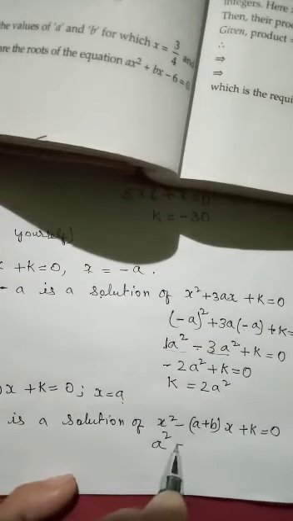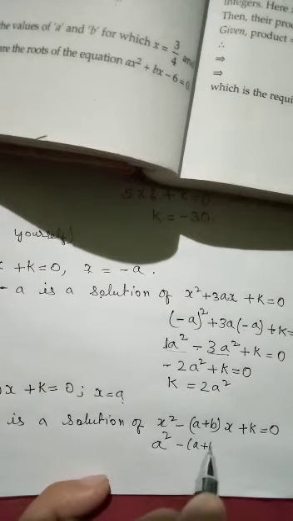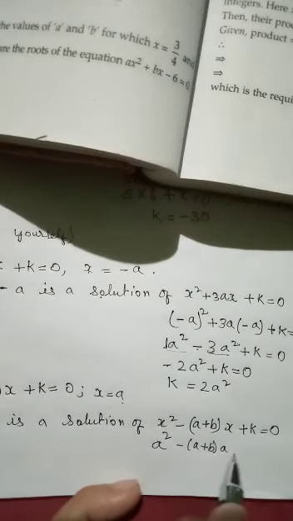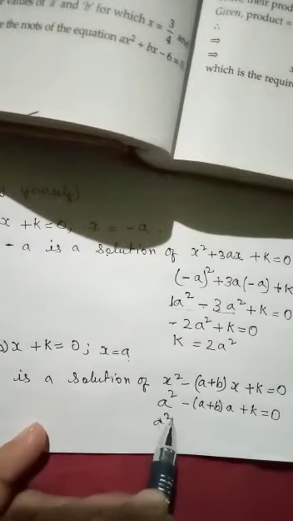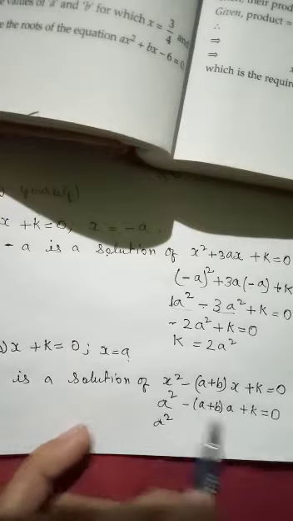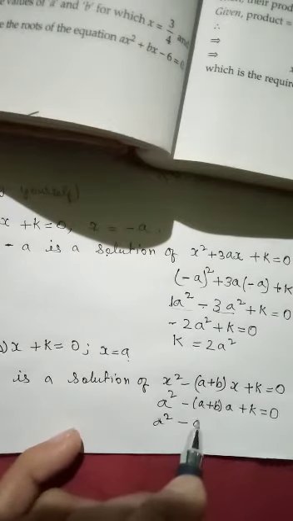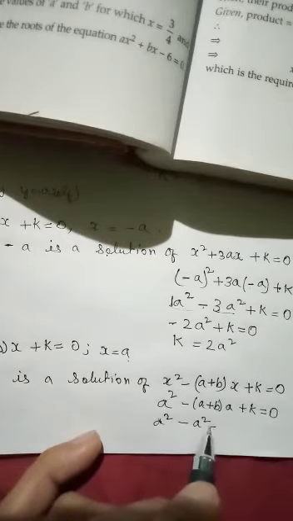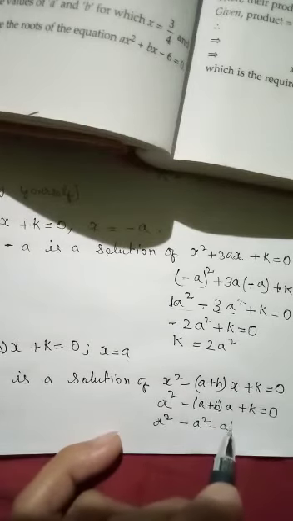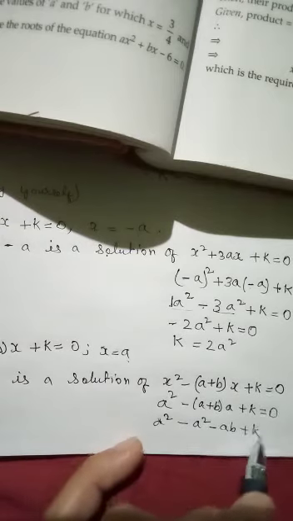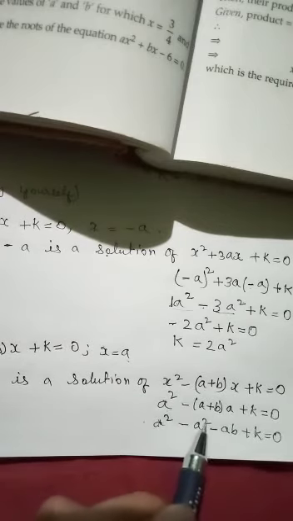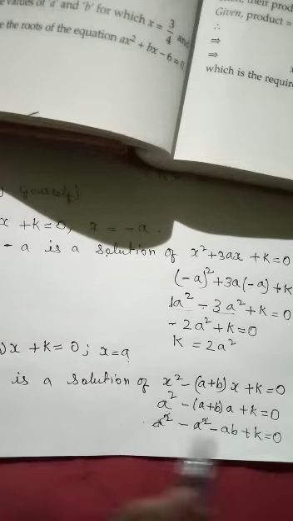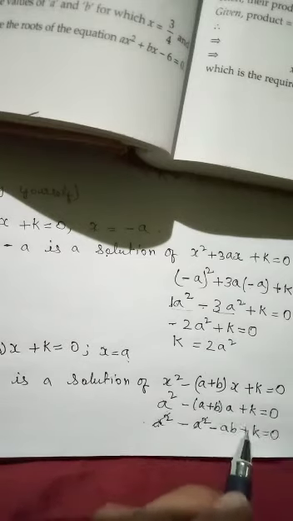So a square minus a plus b whole. In place of x, we can replace a plus k equal 0. So here a square, we cannot do anything. Let it remain like that. Here we can multiply inside bracket. A into a, you have a square. Minus to plus, minus. A into b, both are different. You write both. Plus k equal 0. A square plus a square minus, okay, signs are different, so we can cancel. So we are left with minus ab plus k.